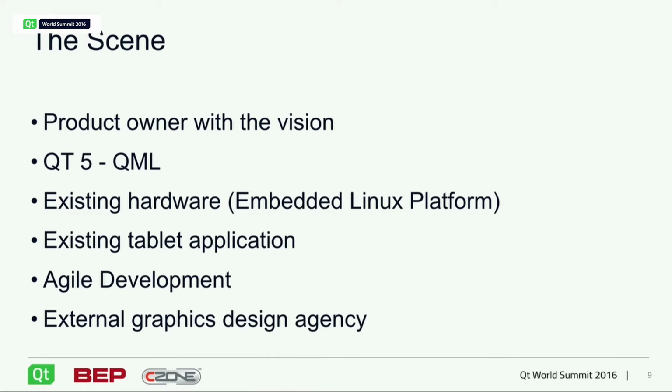So just sort of set the scene for you. We have a product owner with a vision, which is great. We're going to Qt5, QML, which is really interesting. We've got some existing hardware that I showed you just before. It's an embedded Linux platform. We've got also an existing tablet application. So we have sort of done some work already on converting it to touch interface. We're trying out agile development practices, and we're working with an external graphics design agency.